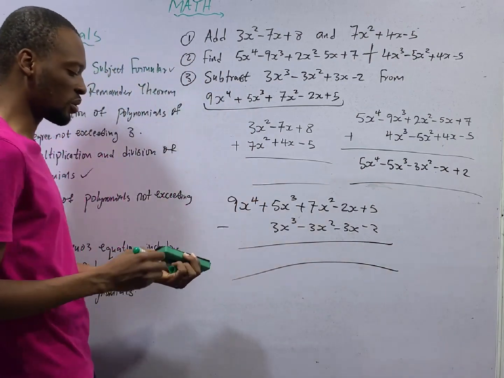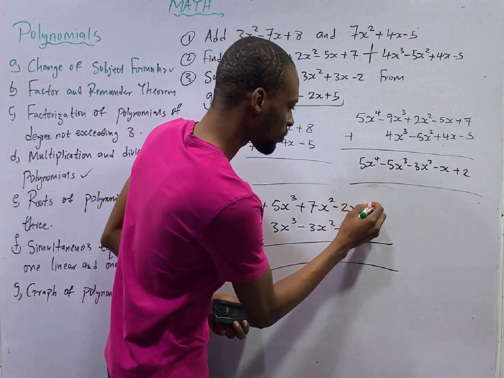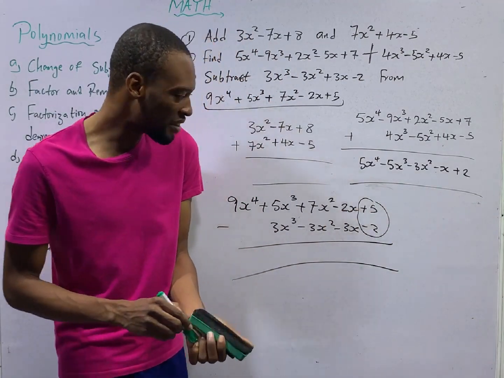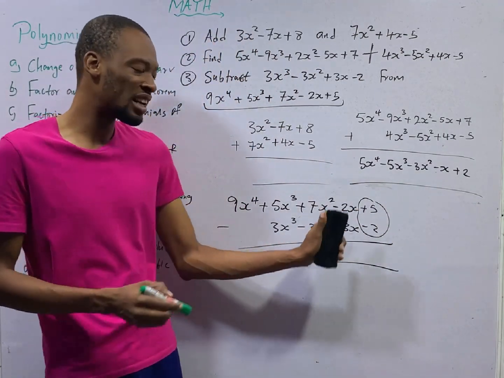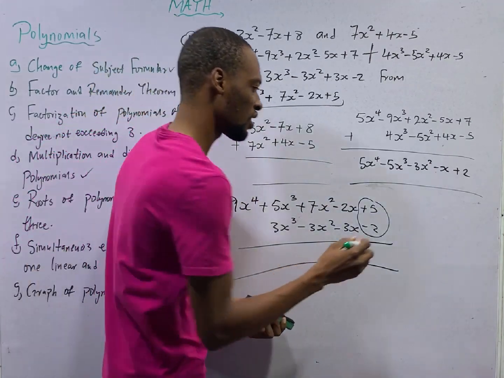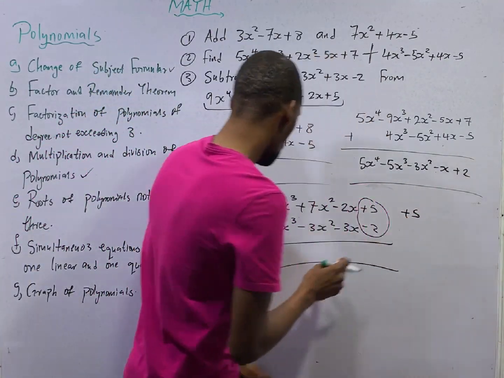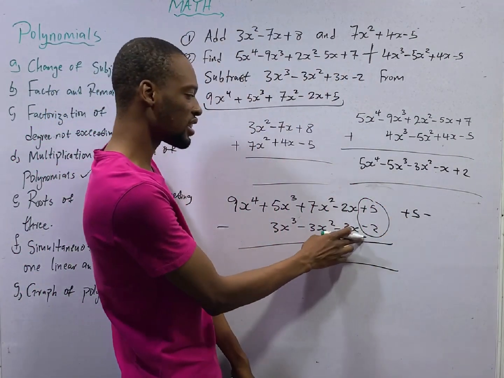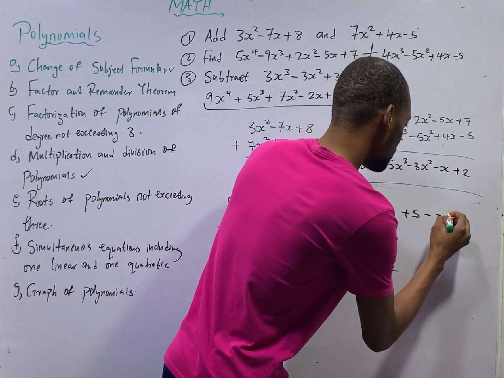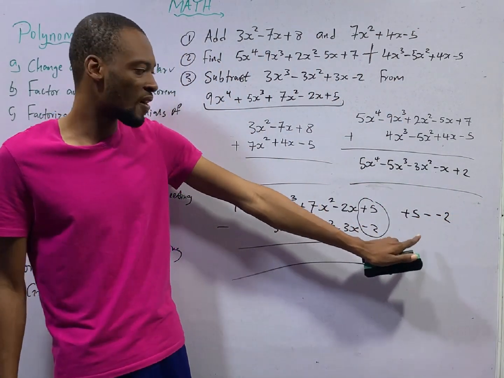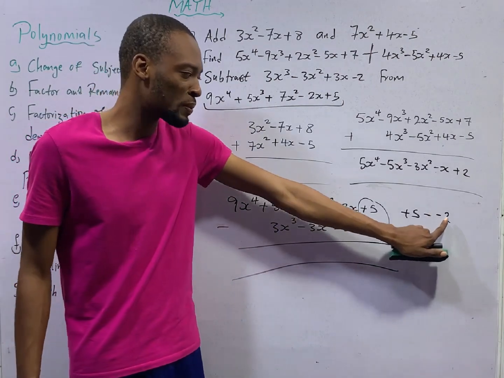Here is minus. From here, you have plus 5 minus 2. Take note of signs. Look at this. Here is plus 5. Now, what are you doing? You are subtracting minus. Now, what is here? Minus 2. This leaves us with 2 minus. And that is plus 5 minus 2.